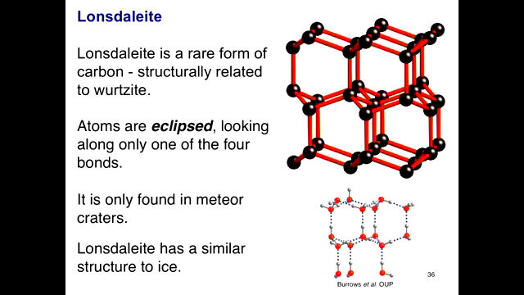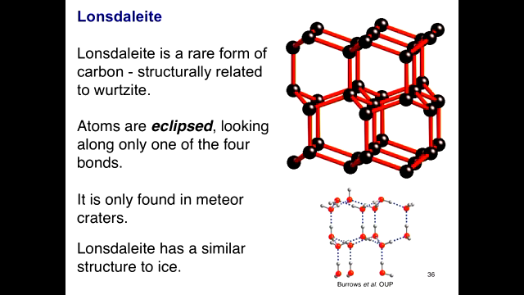Okay, last slide. This is Lonsdaleite. This is a very rare form of carbon. It's commonly found in craters where meteorites have hit the Earth. And this is related to wurtzite. So diamond is related to zinc blende, and this one's related to wurtzite.